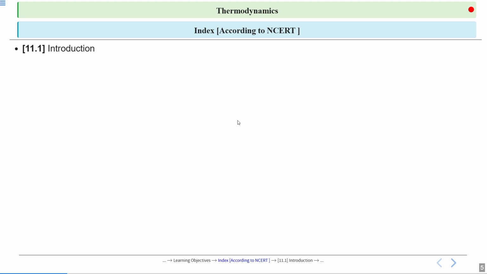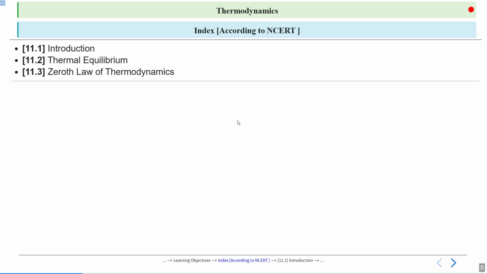In today's lecture, we will cover first 11.1 introduction, then 11.2 thermal equilibrium, 11.3 zeroth law of thermodynamics.